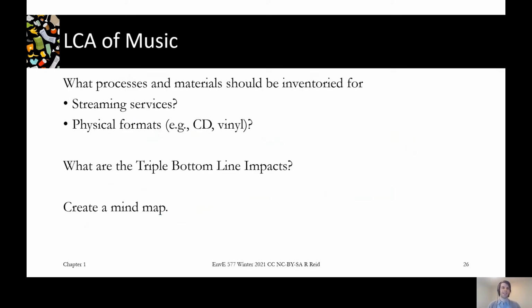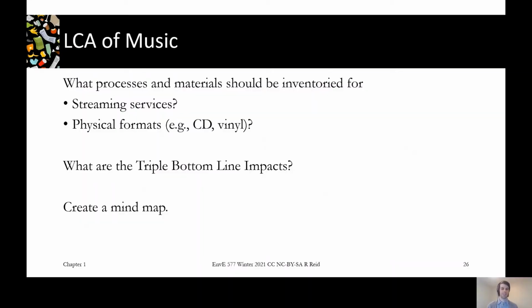So a life cycle analysis tries to look at all the pieces of something. So it could be a product or a process from beginning to the end and account for the costs that happen all the way across the life cycle of something. So this makes sure that we're being holistic when we analyze what are the impacts of whatever we're studying. So just for fun, I'd like us to look at music, so streaming services versus physical formats.